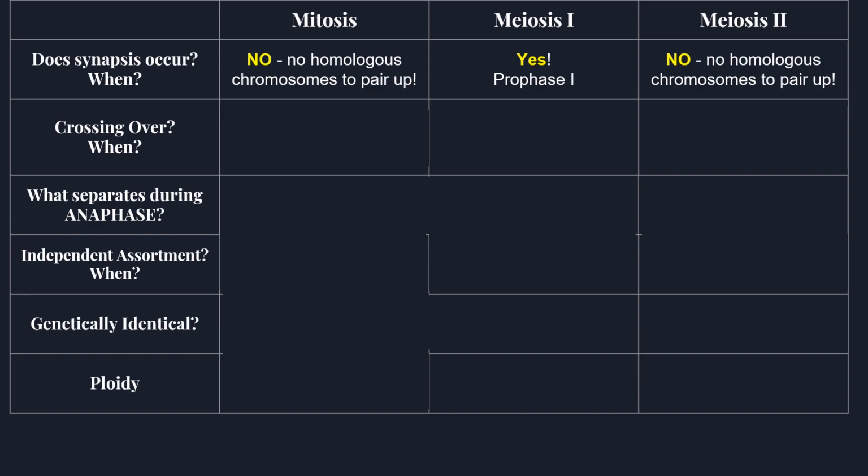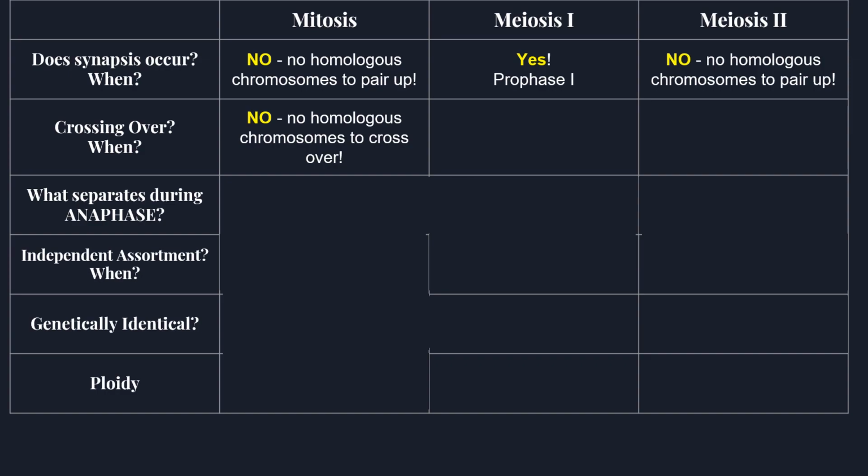Moving on to crossing over, right? We kind of already touched on this, but does crossing over occur in mitosis? No, it does not, right? We want those cells to be genetically identical to one another, and crossing over increases genetic diversity, so we don't want that to happen in mitosis.